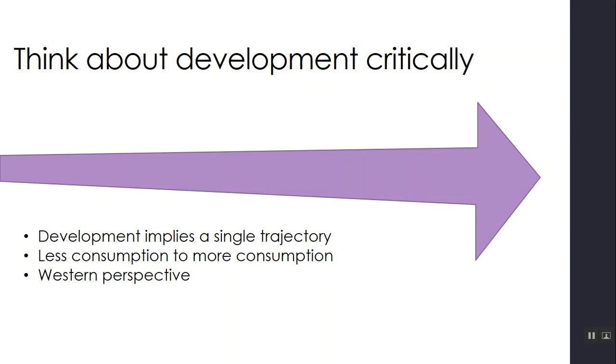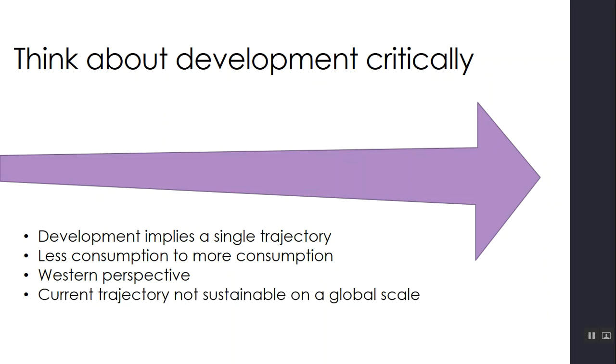It's also a very Western perspective because those countries who are considered most developed, for the most part, are the United States, Canada, and Europe. There is nothing that says that development is a single trajectory that all countries are going to follow this same path to this more European and Western model of life. And again, that current trajectory is not sustainable on a global scale. Some countries are going to have to cut back, while other countries obviously are going to start using more resources as they strengthen their middle class and bring people out of poverty.